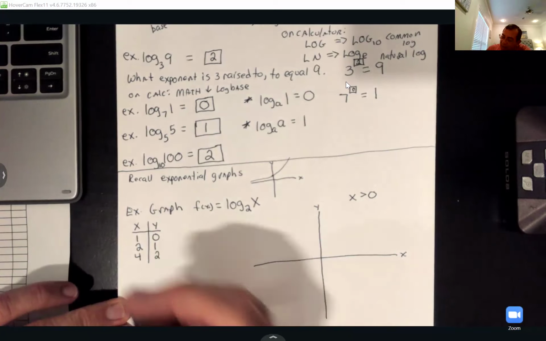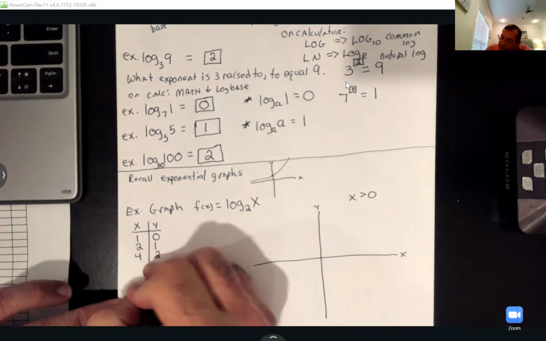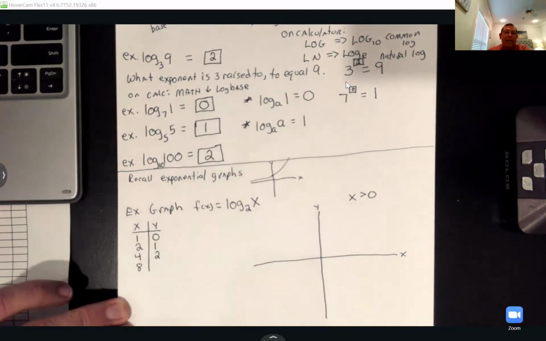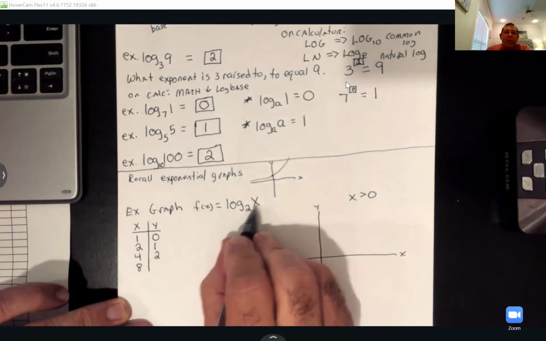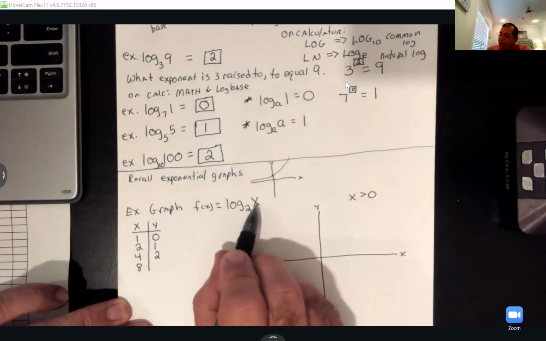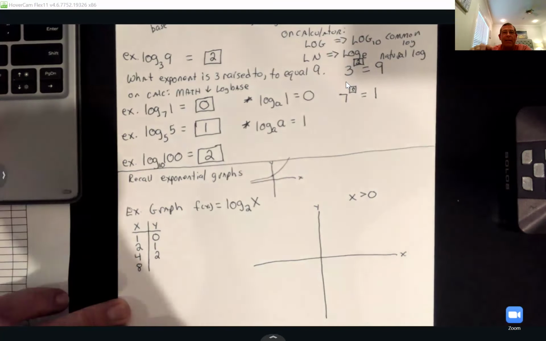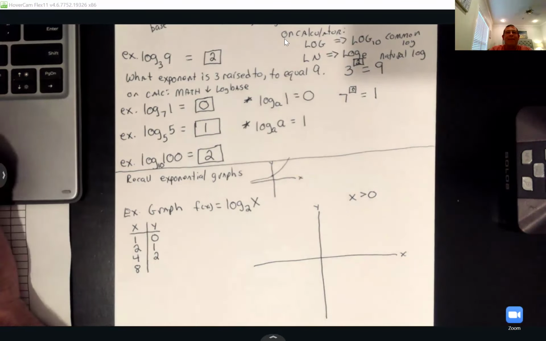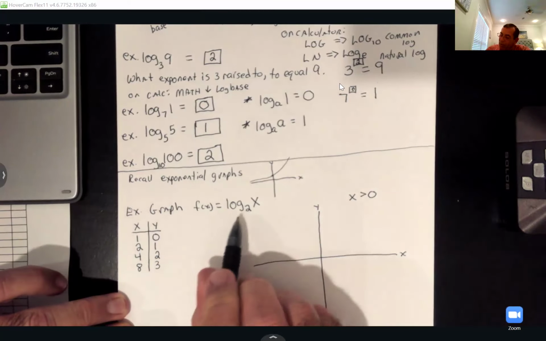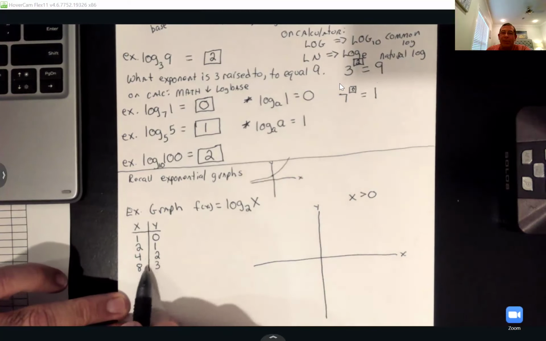All right, so I would do maybe one more. Y'all, the next x I would pick would be an 8, because 2 times 2 times 2 would get me an 8. So if I put an 8 in there, my exponent is a what? And then we get a 3. Good job. So got me some points.